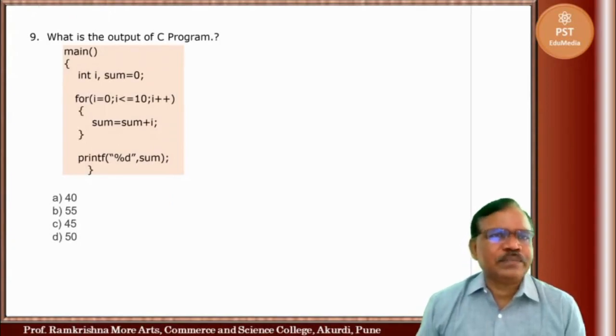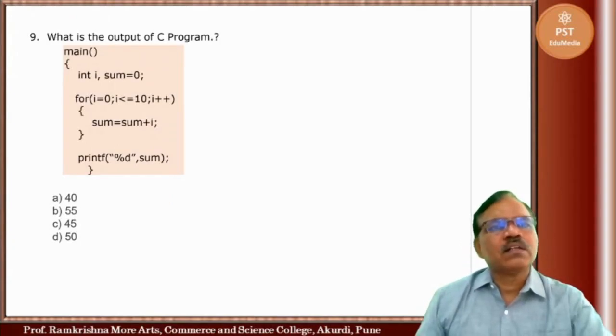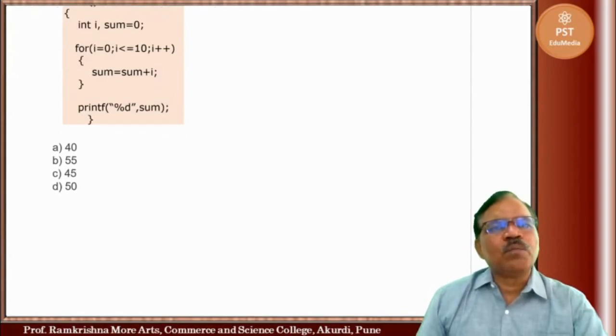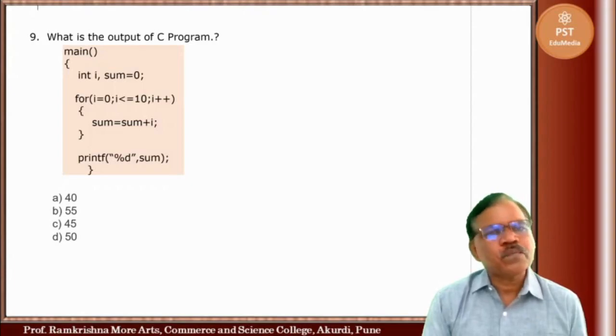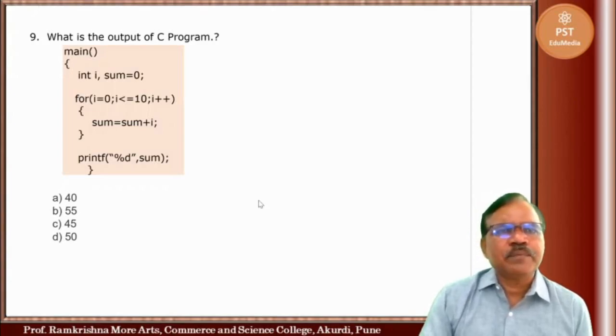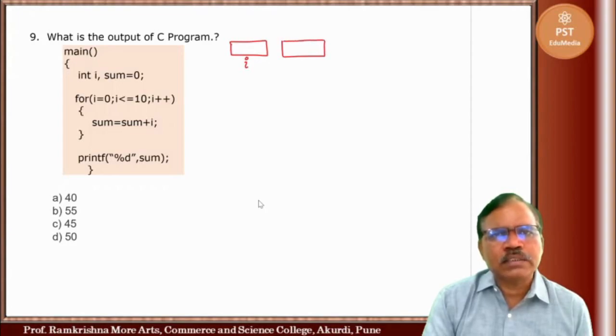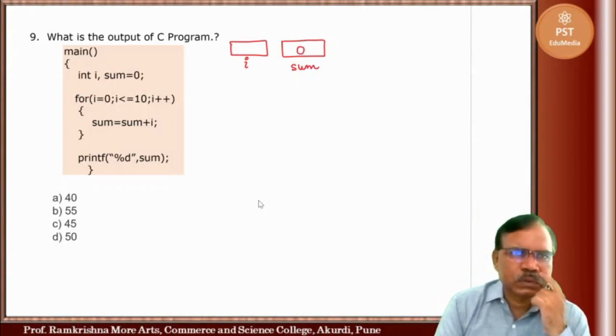Now next one. What is output of the program? Main. Then we have int I comma sum equal to 0. So what happens here? When we run this program, two memory locations are reserved, one for I, another for sum. And here 0 is stored.